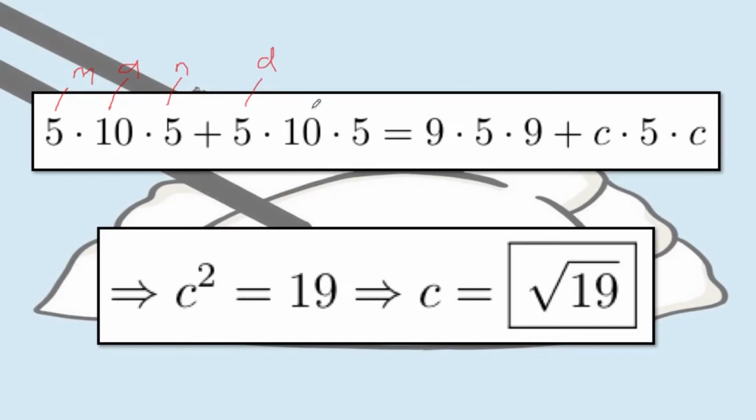The d is 5. This is just the a anyway, so it repeats. This is the d, and this is the value of b. This is m, and this is b again. This is c, and this is n, and this is c.